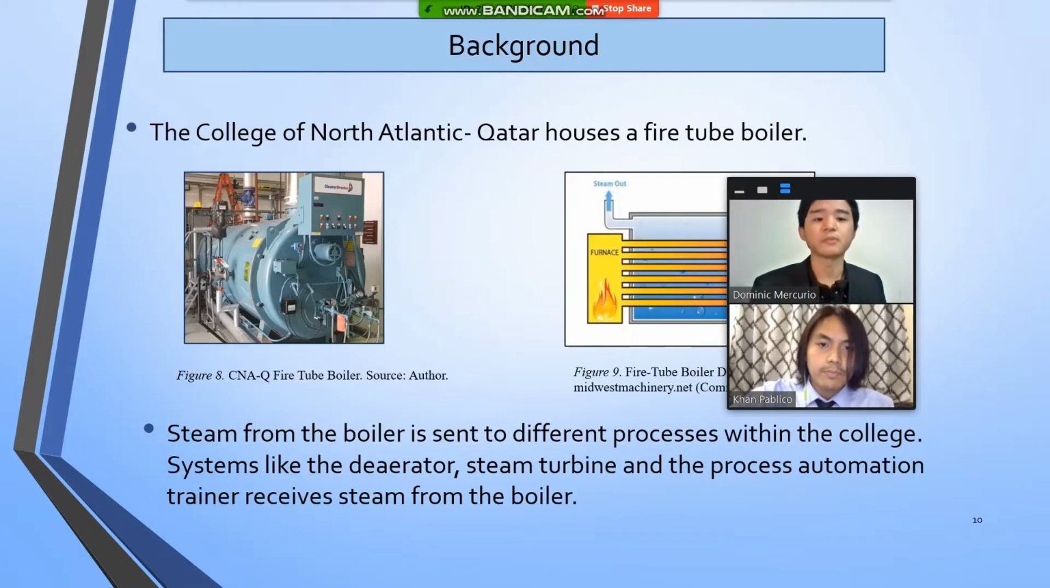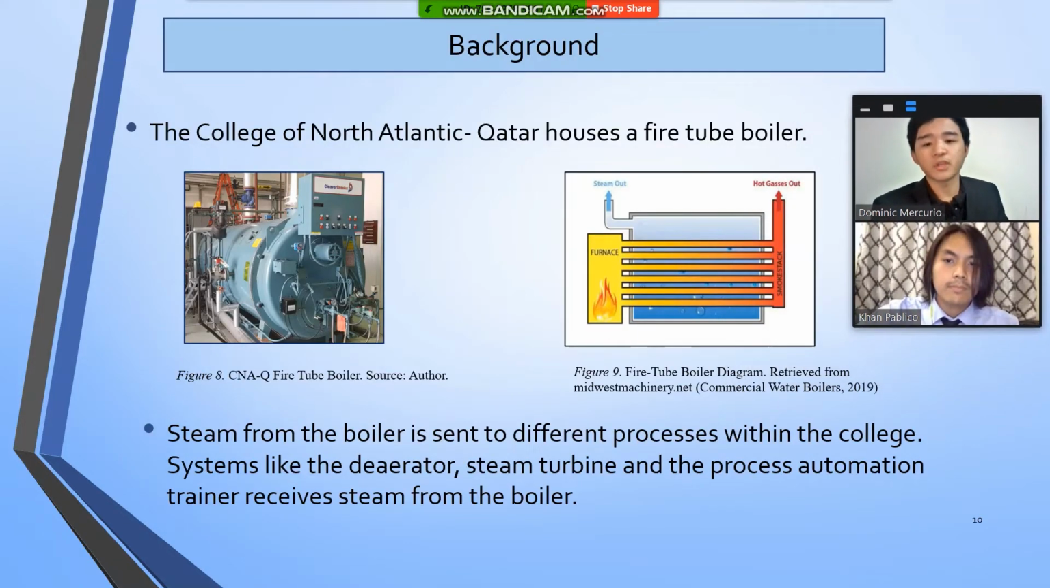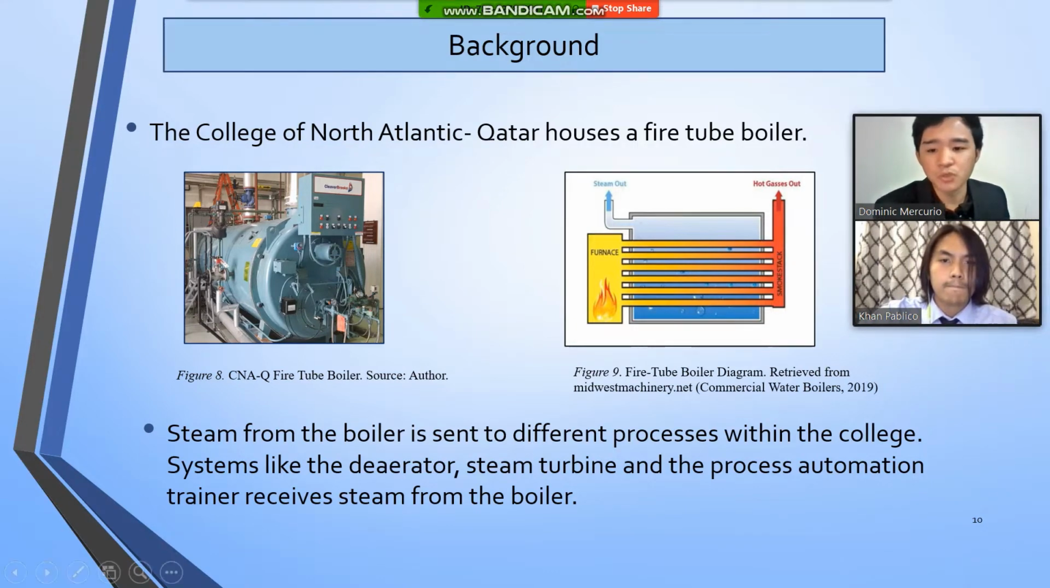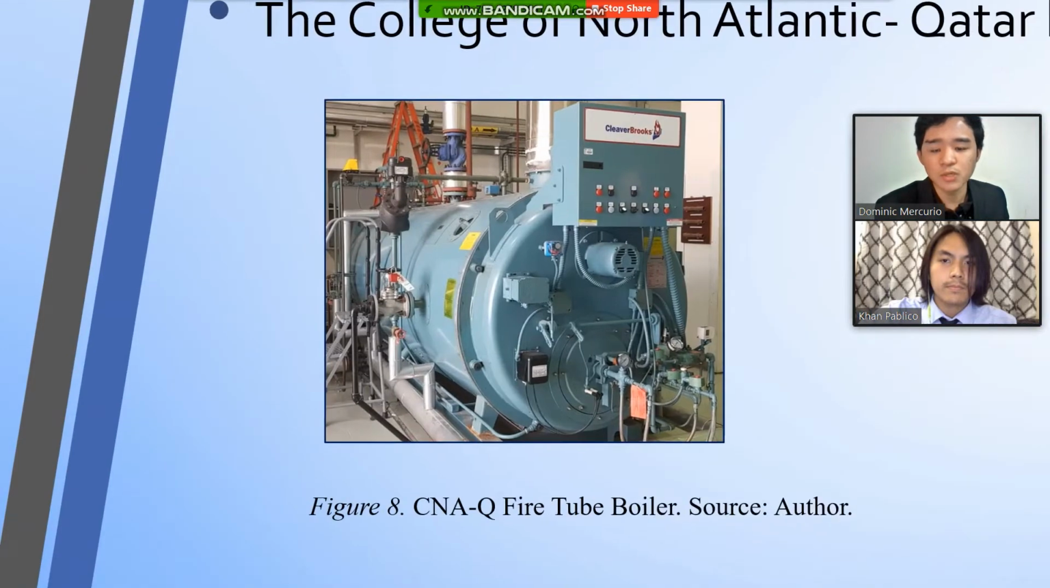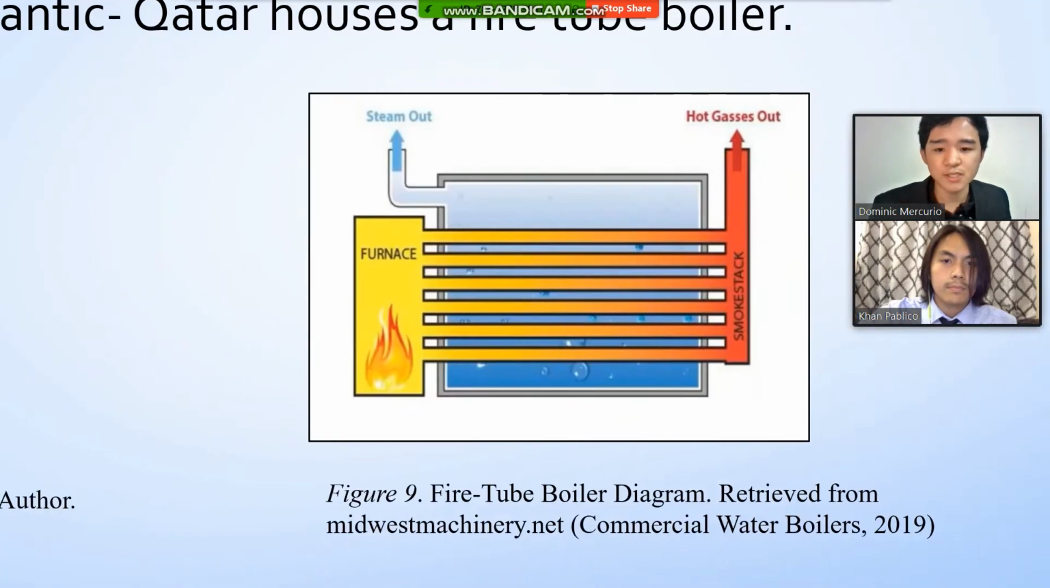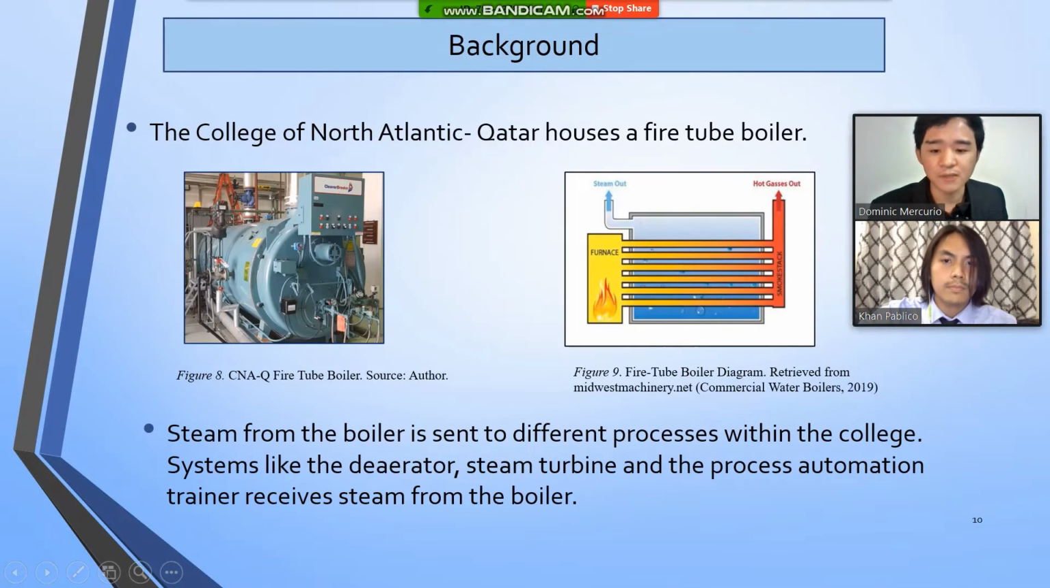The background. The College of the North Atlantic Qatar houses a fire tube boiler. This is the fire tube boiler that CNAQ owns, and this is what it looks like inside. It produces steam for various processes within the college, like the deaerator, steam turbine, and the process automation trainer.